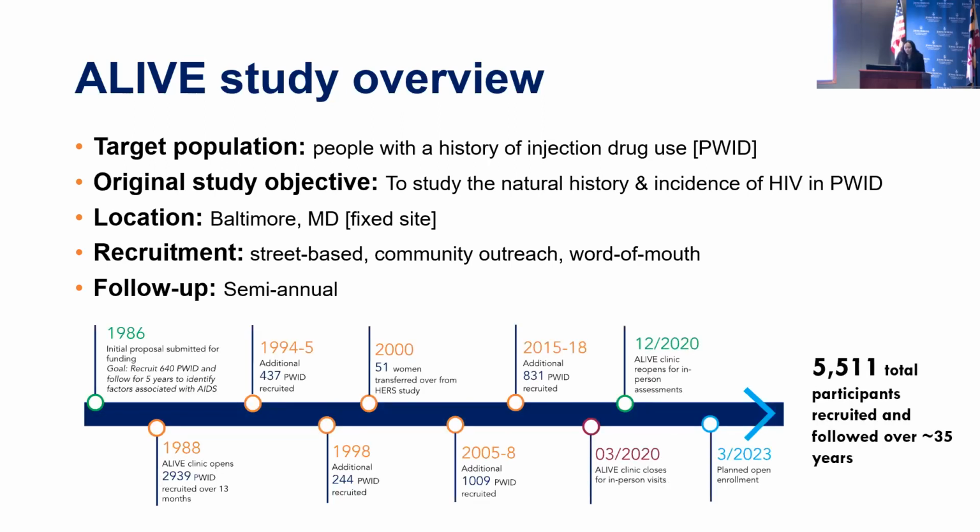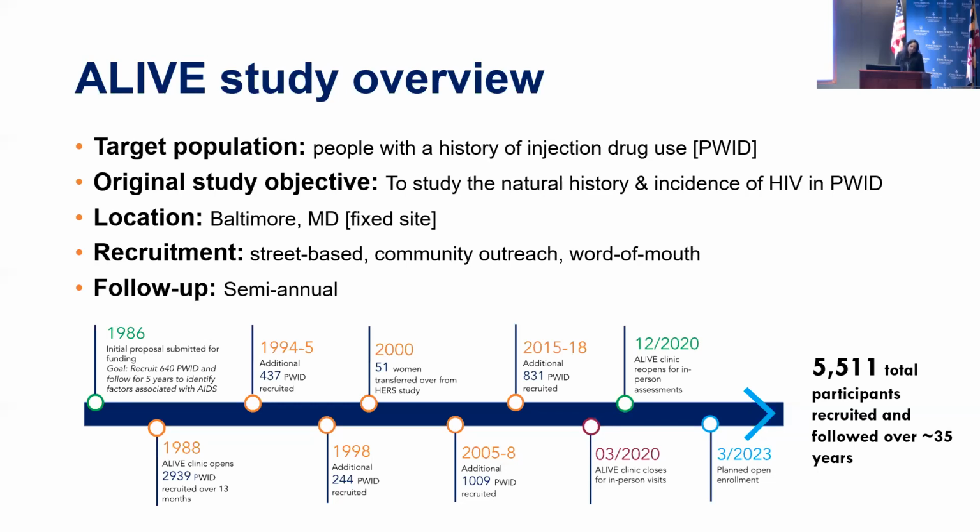So this gives you a little bit of a picture of our recruitment over the years. So the first grant was written in 1986 to recruit 640 people who inject drugs who are living with HIV and follow them for 5 years. And then the doors opened in 1988. We have moved clinics, I think 4 or 5 times over the years. We've opened enrollment 4 times.